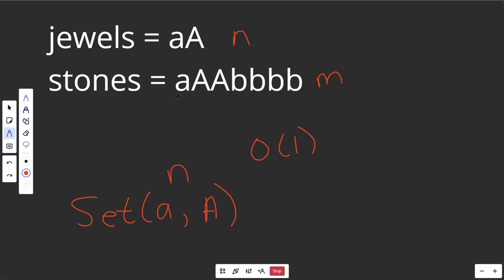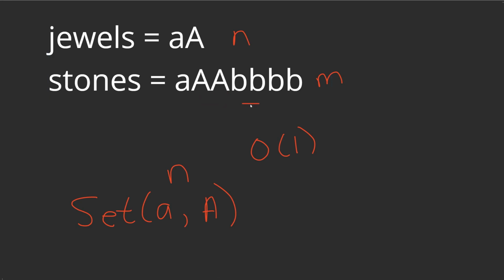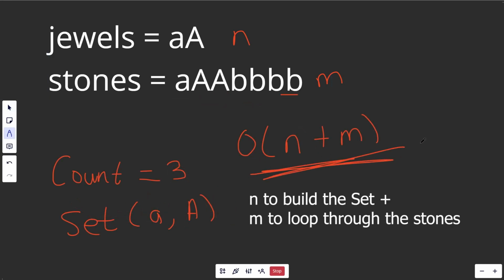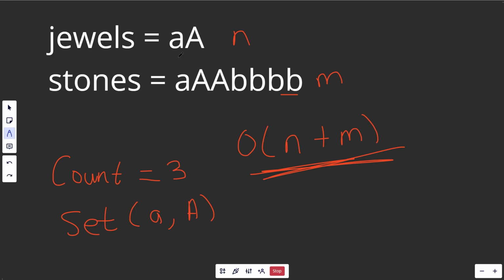That means that for each of these characters, it's constant to check, constant to check. So the runtime of this is going to be big O of n plus m, which is way, way faster than n times m. Because for each of these characters, we don't have to look through the whole string. We just do a constant lookup.